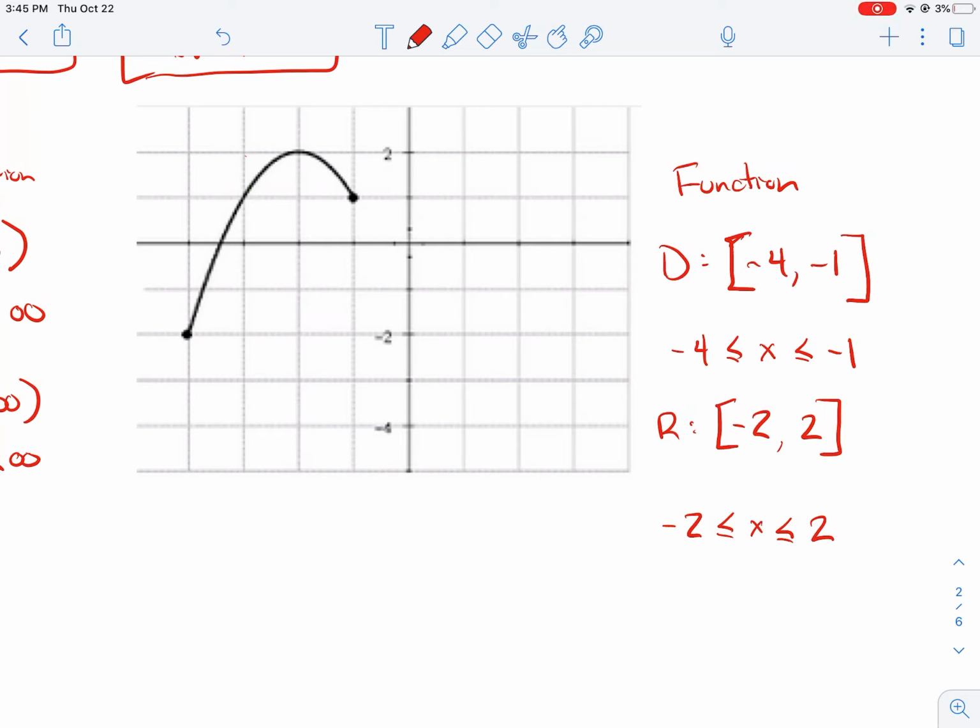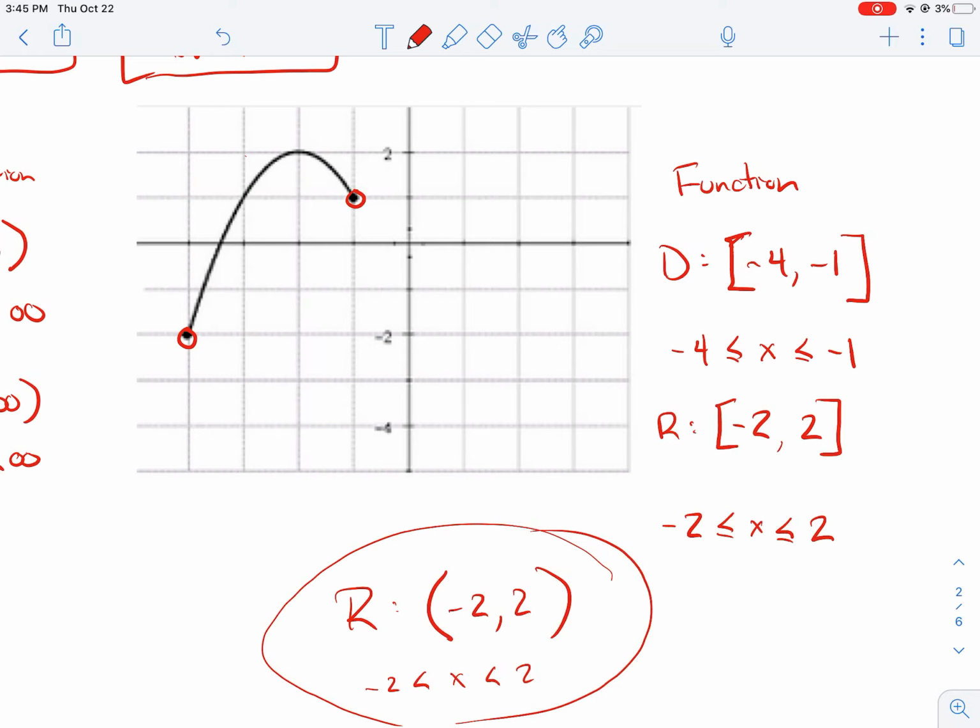Just a reminder, if this had a hole in here, we would have to write the range like this, and then it would be written -2 is less than y, less than 2. So only if you have open holes there. This is kind of touching back on some stuff maybe you haven't seen in a while when we're talking about inequalities.